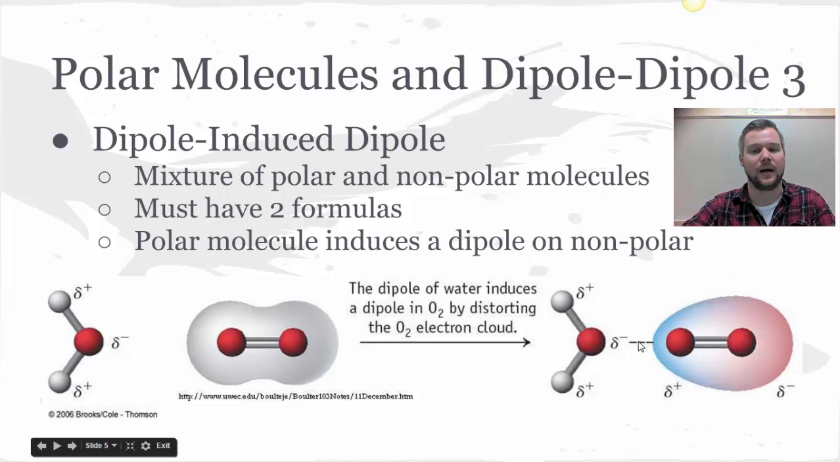This is really important as far as water and oxygen. So that's why this picture is showing water and oxygen, because this is what allows oxygen to dissolve in water, which is incredibly important for marine life. Without this happening, dipole-induced dipole, you would not be able to have fish because there wouldn't be dissolved oxygen in the water.